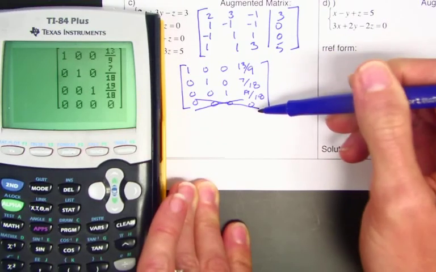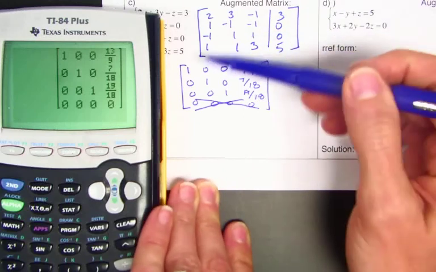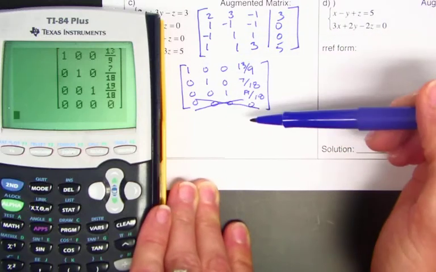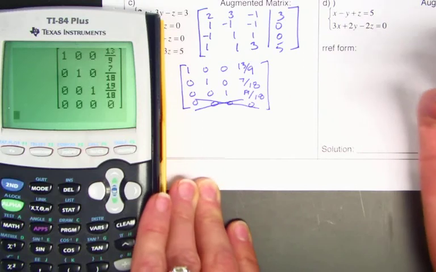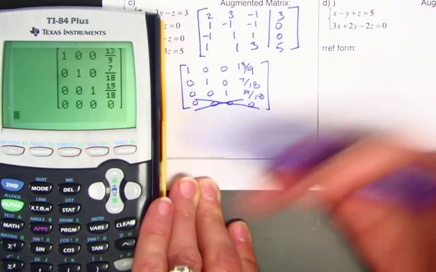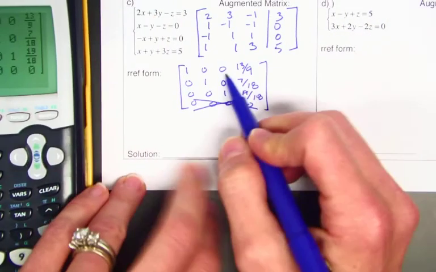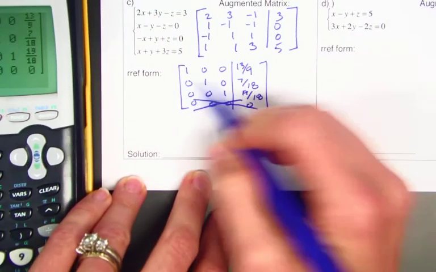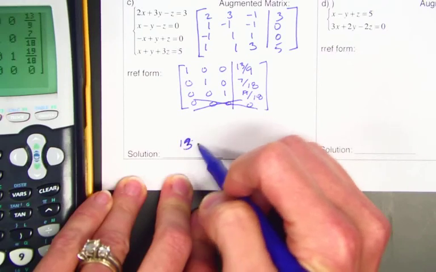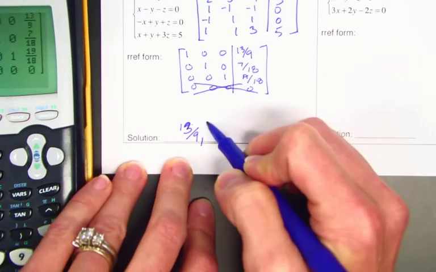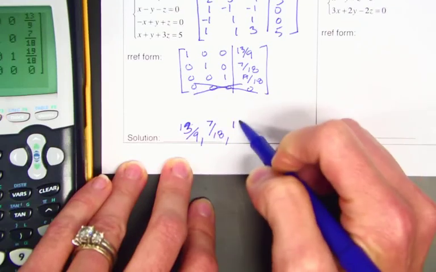All right, there's an extra row because we only have the 3 variables. So in the process of putting this in the RREF form, it's going to create a bottom row with either all zeros or like a no solution situation. Okay, so we are going to ignore that last row. And so what we end up with is we have x equals 13 ninths. Then we have y is 7 eighteenths. And we have z is 19 eighteenths.